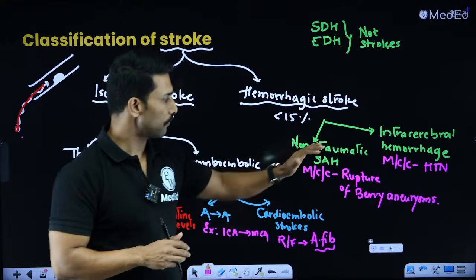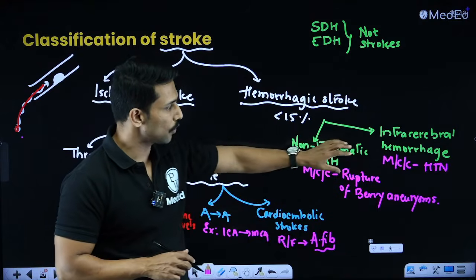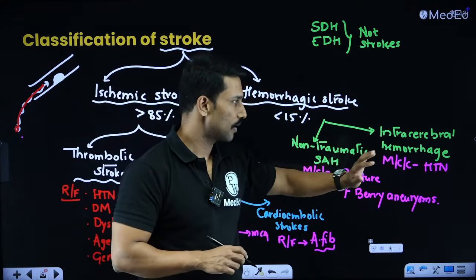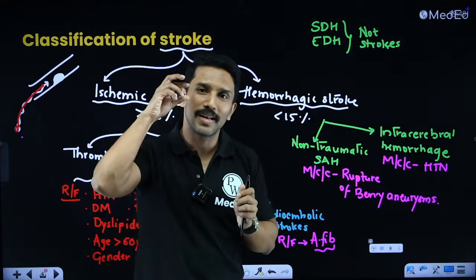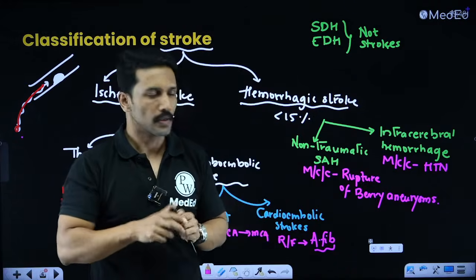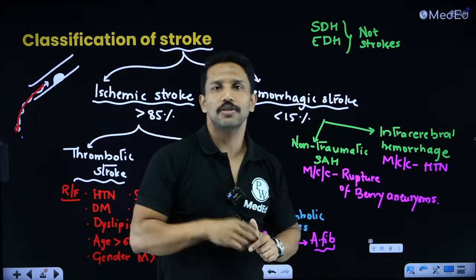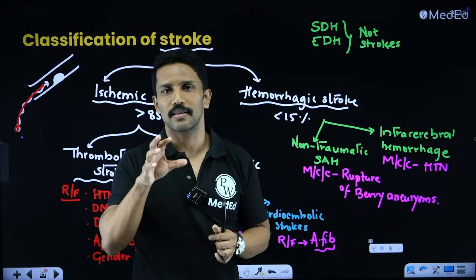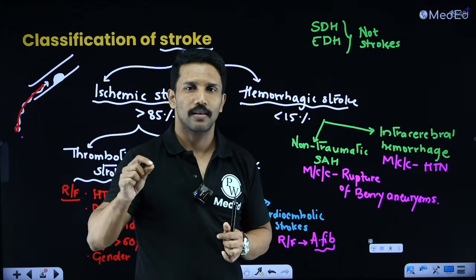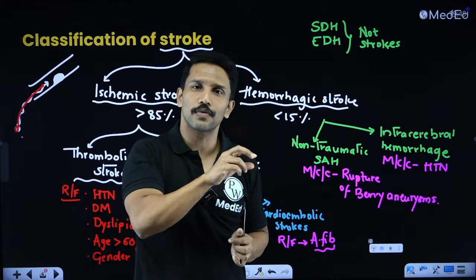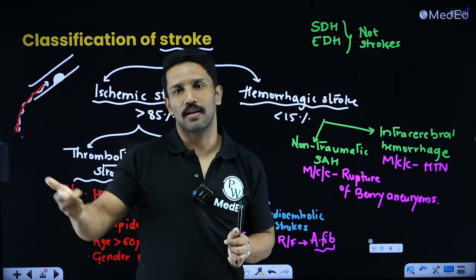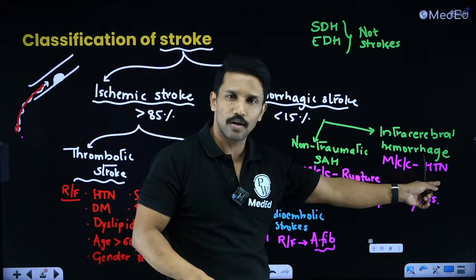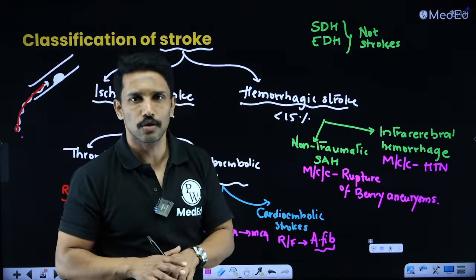When it comes to hemorrhagic stroke, we have two categories here: non-traumatic subarachnoid hemorrhage and intracerebral hemorrhage. Intracerebral hemorrhage, where there is blood inside the brain's tissue, most often occurs because of hypertension. Hypertension is a disease of the blood vessel, and in the definition of stroke, we have learned that the cause for losing the functions of the brain should be vascular in origin. Hypertension being a vascular cause, yes, it can be called stroke.